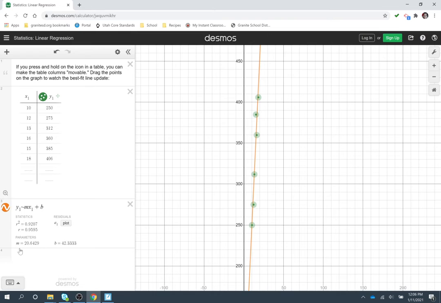So from here, we're going to pull our M, which is 20.6, and we could round that to 21, so our slope is 21. Our B value is 42.3, so we could round that to 42. And then it looks like our correlation coefficient, you don't want R squared, you want R, is 0.95, which again, it's a positive, which is telling me this is a positive slope. And it's really, really close to 1, which is telling me that this is a good line of best fit. It fits the data very well.